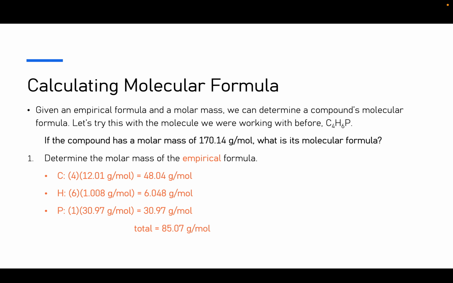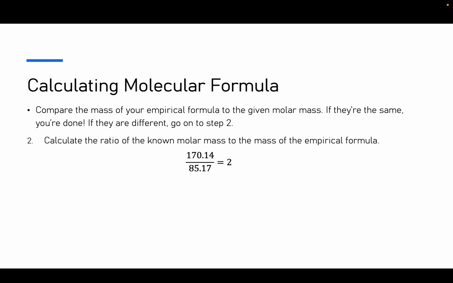Then you're going to compare the number you just got for the empirical formula to the known molar mass. If they are the same, then the empirical formula and the molecular formula are the same. Hooray. If they are not the same, then you just need to do a ratio like you did before to figure out the multiple that will get you to the molecular formula. So let's look at that.